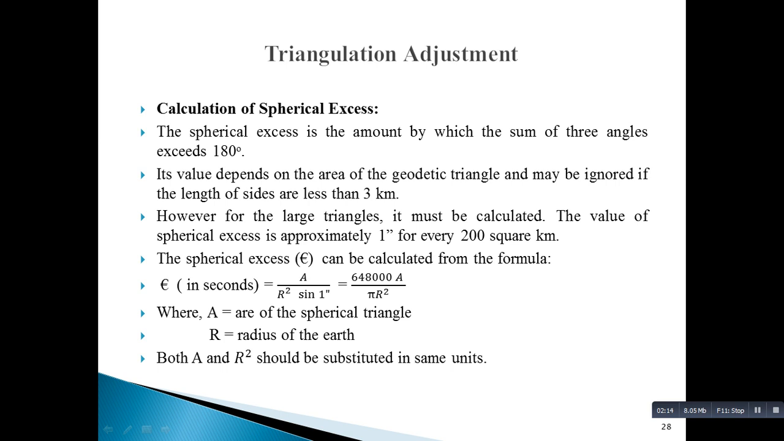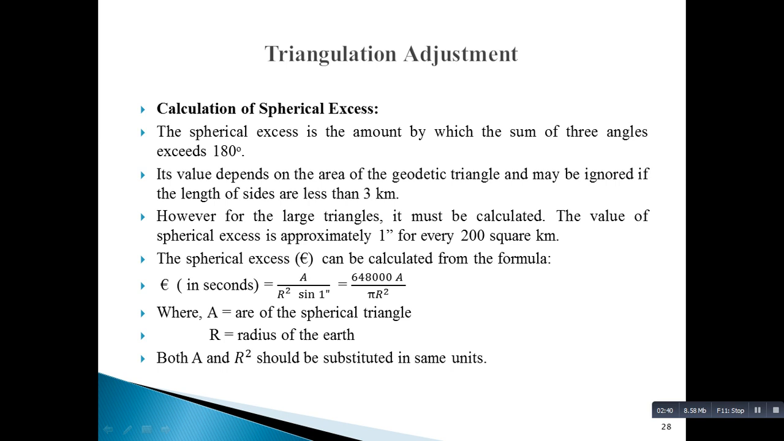Then, calculation of spherical excess. To start the calculation, first we must understand what the spherical excess is. The concept is very simple. The spherical excess is the amount by which the sum of the three angles exceeds 180 degrees. If you consider the triangle, the sum of three angles must be 180 degrees, but if it exceeds 180 degrees, then that excess is the spherical excess.